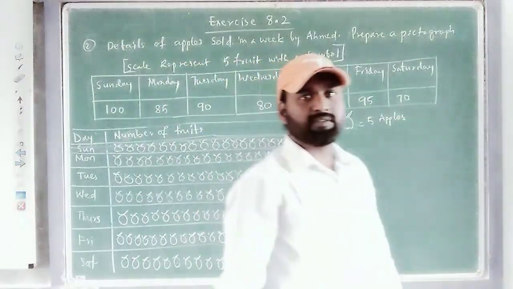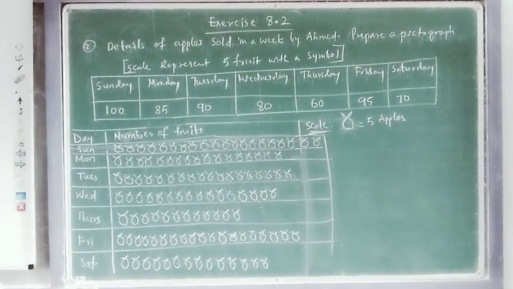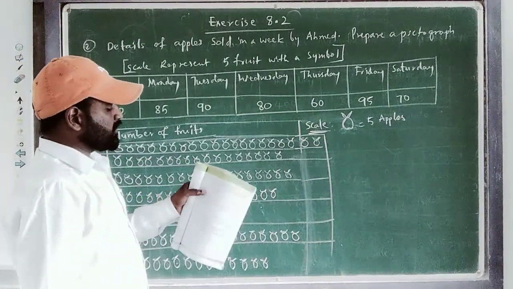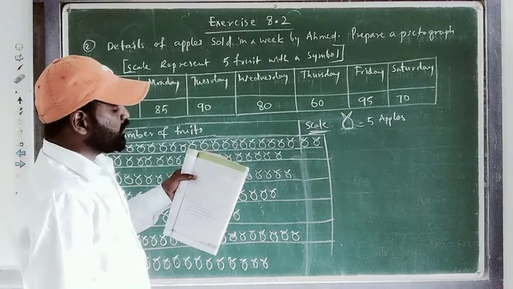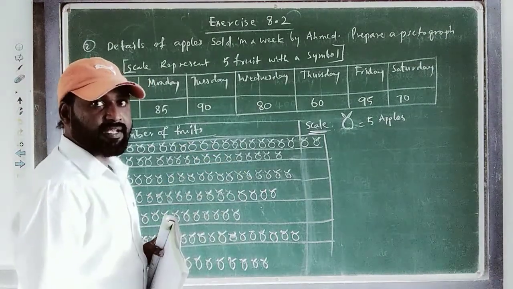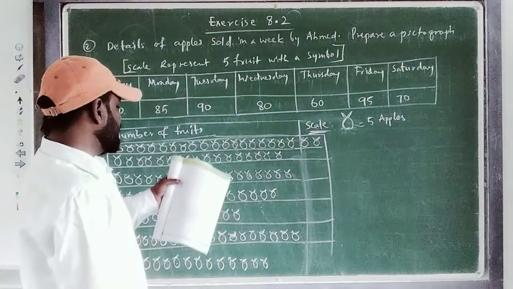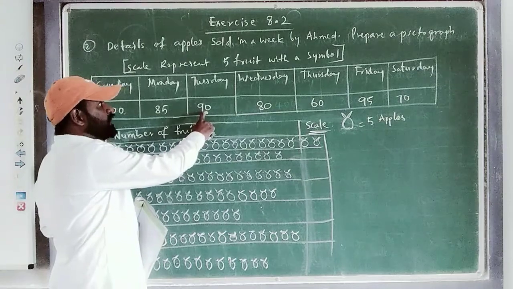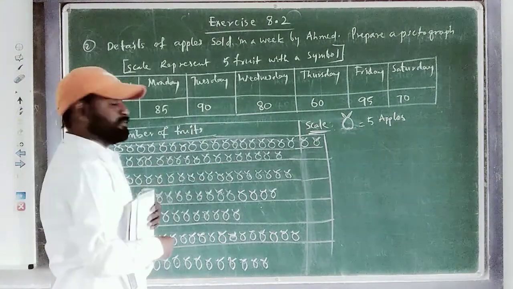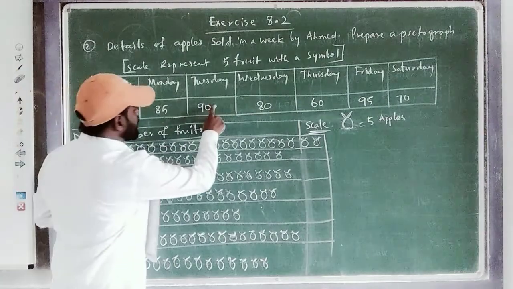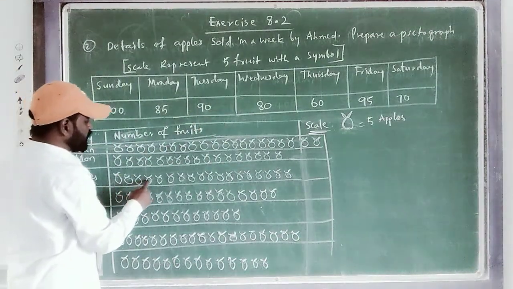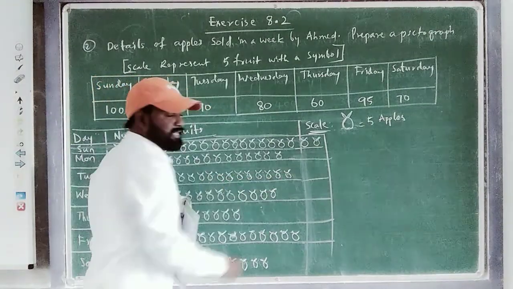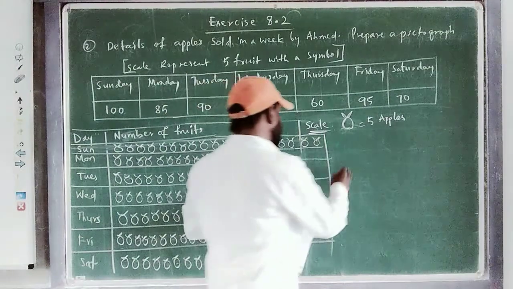What are the questions given in this question? Let's see. Which symbol got least share? Second question. How many symbols represent the fruits sold on Tuesday? Actually, on Tuesday, how many apples are sold? 90. But the 90 apples are shown in this pictograph with how many symbols? On Tuesday, see here, 1, 2, 3, 4, 5, 6, 7, 8, 9, 10, 11, 12, 13, 14, 15, 16, 17, 18. So 18 symbols are shown on Tuesday.